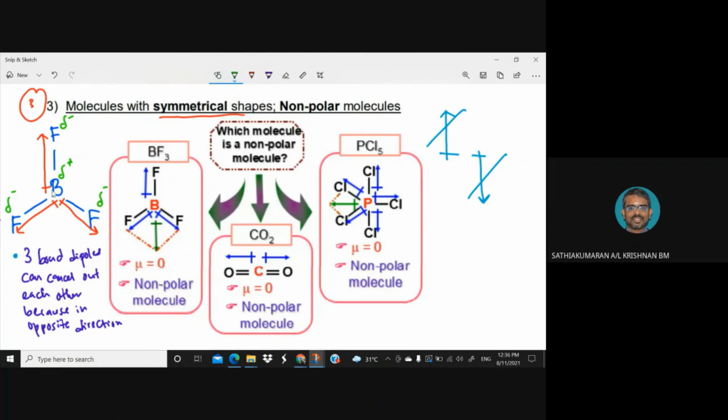If they can cancel out each other, so in the structure, no more bond dipole, because they already cancel out each other. If they cancel out each other, mu will equal 0. The molecule is a non-polar molecule. Because no more bond dipole, all already cancel out each other. So the dipole moment has no value, 0. So the conclusion: non-polar molecule. And I hope you all still remember this word, resultant.